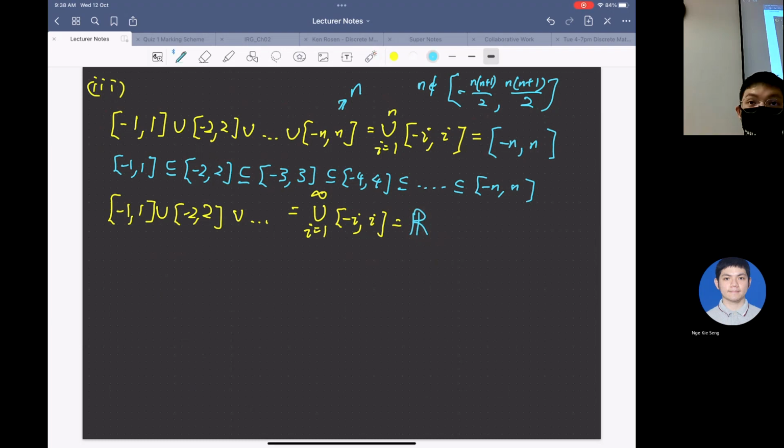Zero is in here. But infinity is not included. Infinity is not real or integer. It's not real, it's not an integer, it's not anything. Infinity is not a number. Okay. Next.